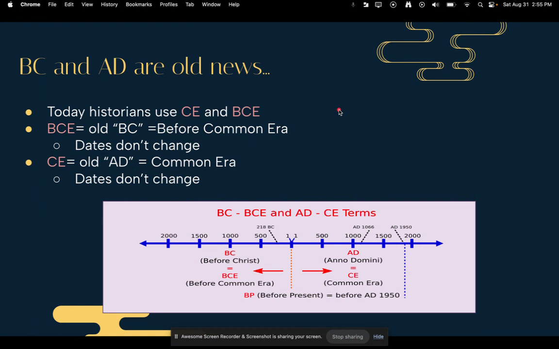So BCE and AD are old news. Today, historians use CE and BCE. BCE is kind of like the old BC. BCE means before Common Era. And then CE, which is kind of like the old AD, means Common Era. The switch from BC to BCE and AD to CE doesn't change any of the dates or the years or anything like that. It's just more of a way that historians use dating in a historical sense.